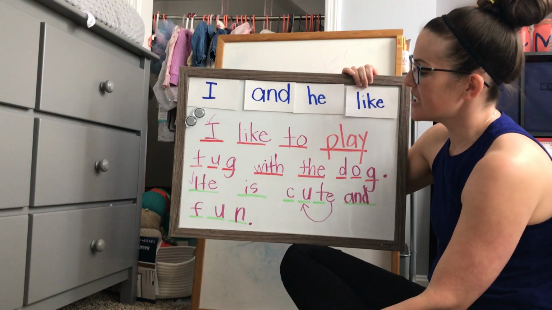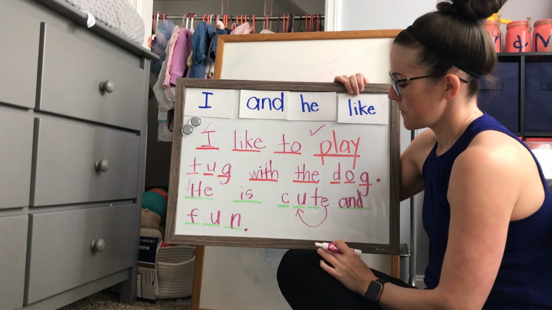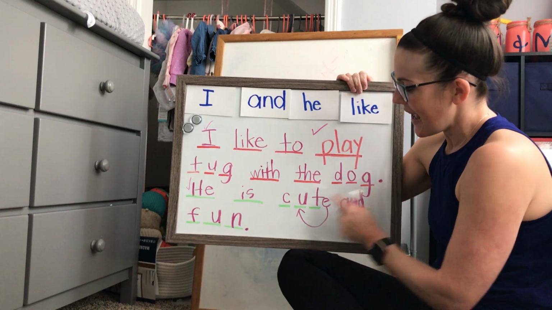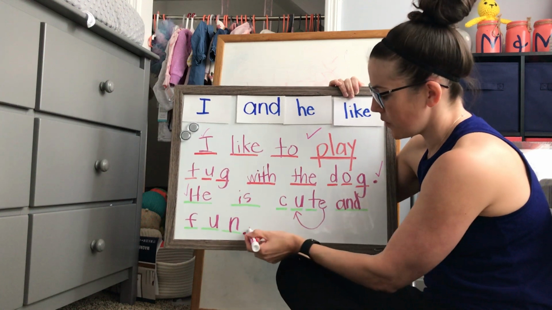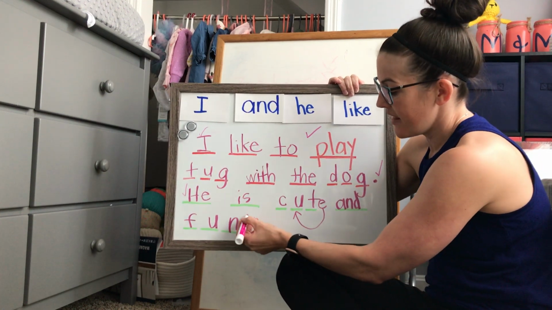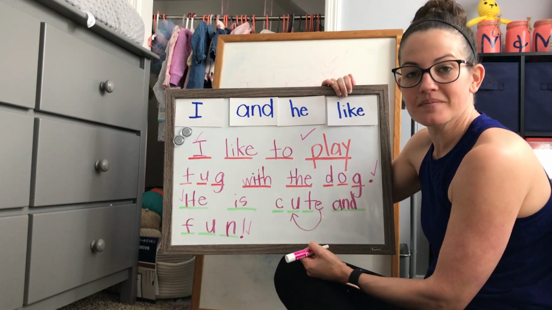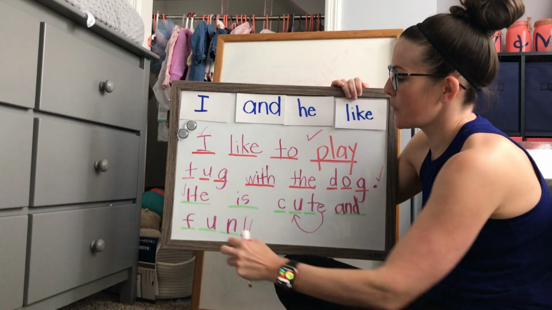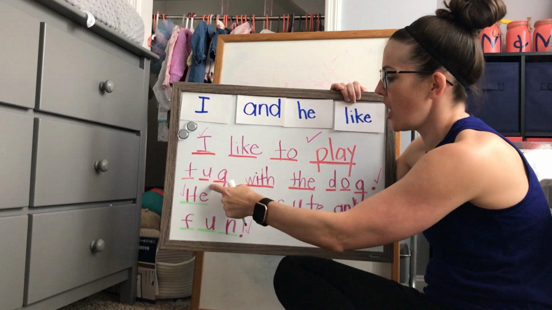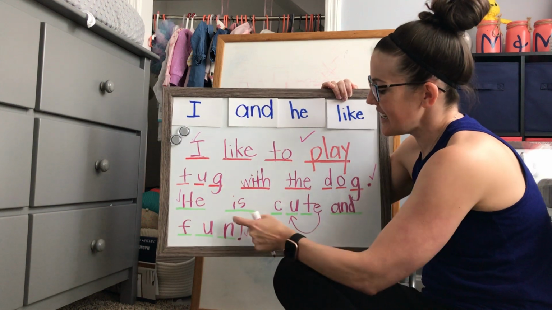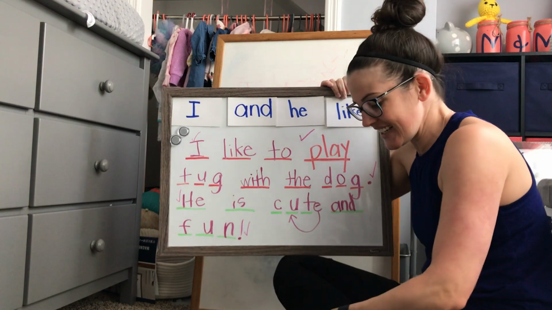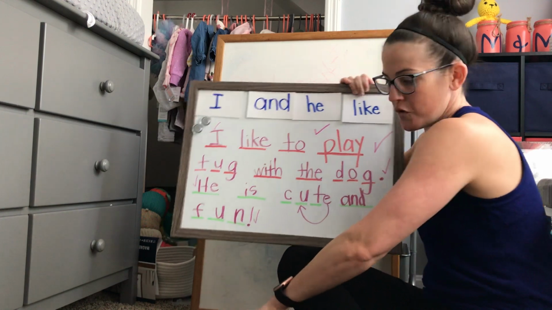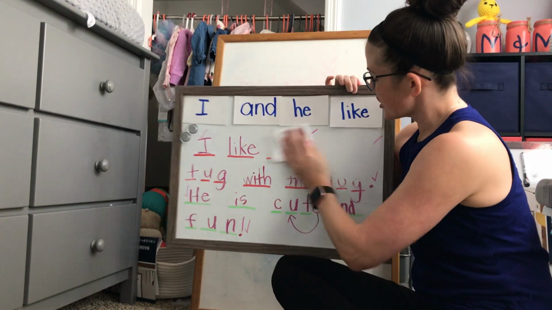Capital letter at the beginning, space between my words. Yep. Punctuation at the end. I have a period for the end of I like to play tug with the dog, and he is cute and fun. So I need two. I hope you gave yourself two checks. You might have done that, and we would say, he is cute and fun. And that's fine too. Your sentence must make sense. I'm going to read my sentence. You read your sentence. Here we go. I like to play tug with the dog. He is cute and fun. And that's it. Easy peasy lemon squeezy. Oh, I forgot to give myself a check. Give yourself a check if you got that one. Very, very good. If you've got a board, go ahead and clear it. If you do not, just put your paper to the side.